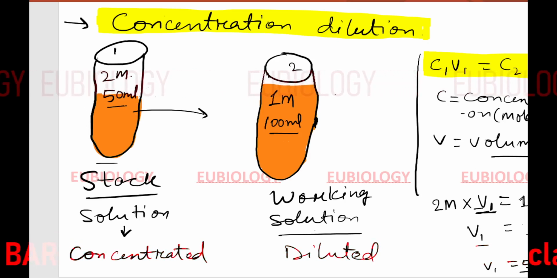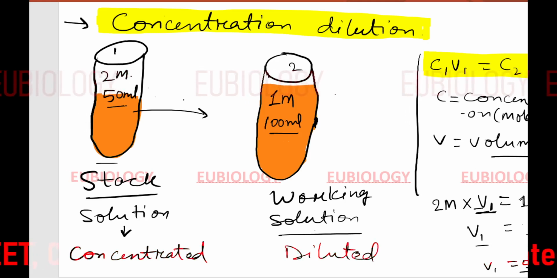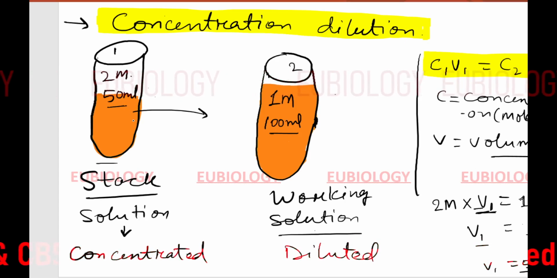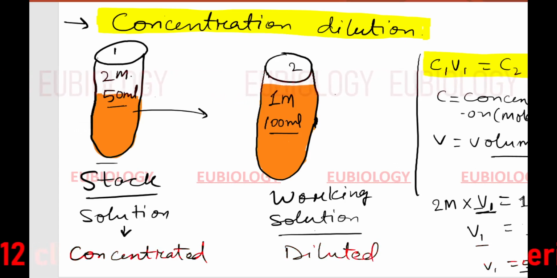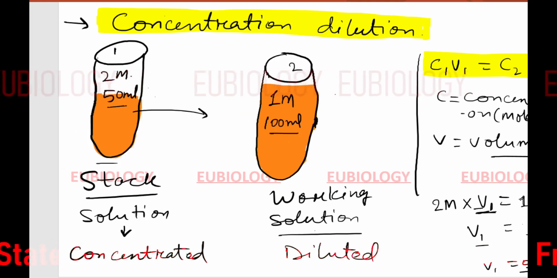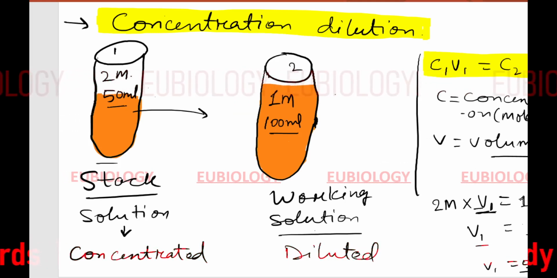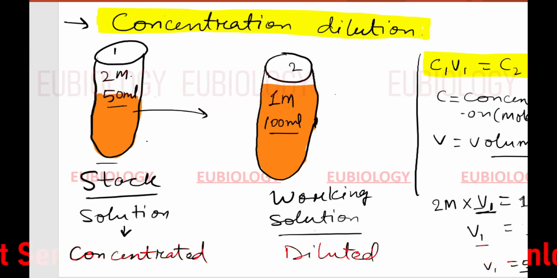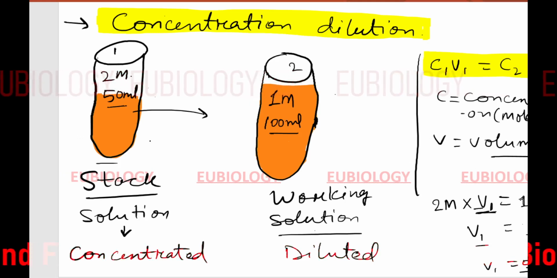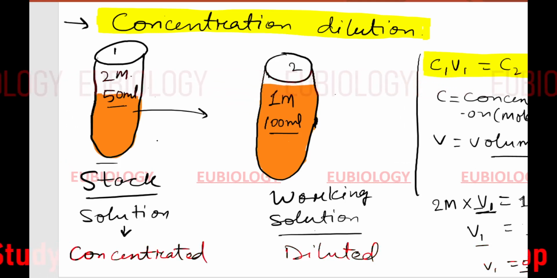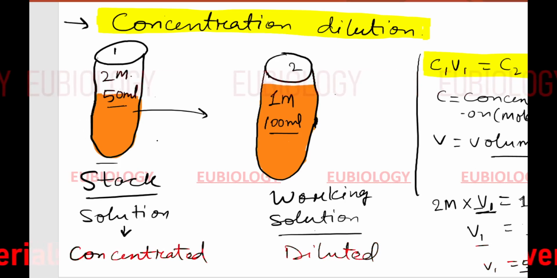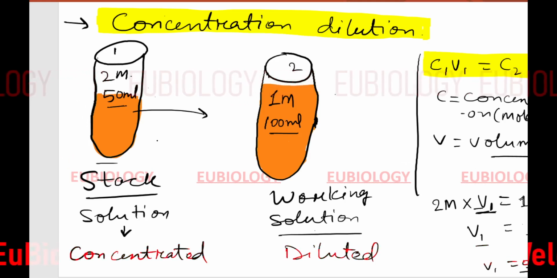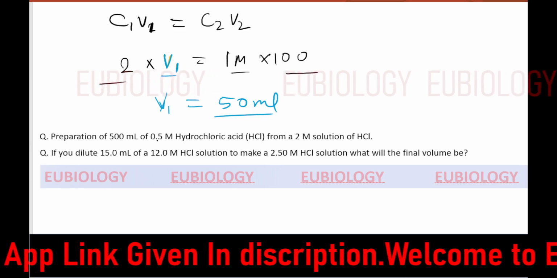So should I add the remaining 50 directly? No. First I will add 25 ml and dissolve the solution, and then I will raise it till 100 ml. Because it is already a liquid, it is preferred to first dissolve and then raise the volume up to your limit. So this is the way we can make a solution in your lab.